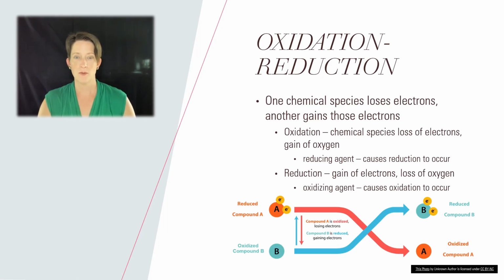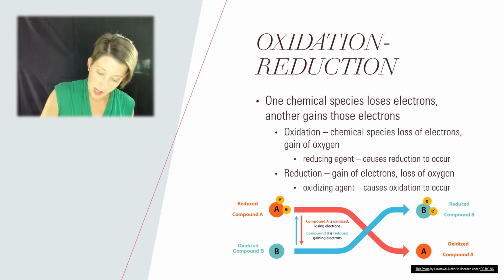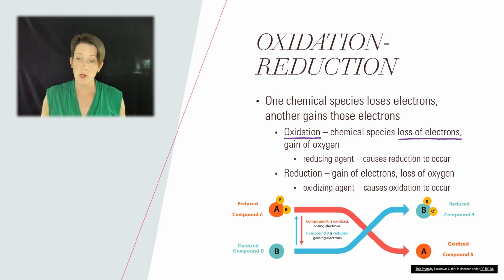Redox reactions. Redox is a short term for what's called oxidation reduction. Oxidation reduction is the process of the movement of electrons. One cannot occur without the other. For this to happen, one chemical species, or element, needs to lose electrons, and then another species or element will gain those electrons that were lost. Oxidation is the loss of electrons, and that's what we're going to focus on here in 1201.